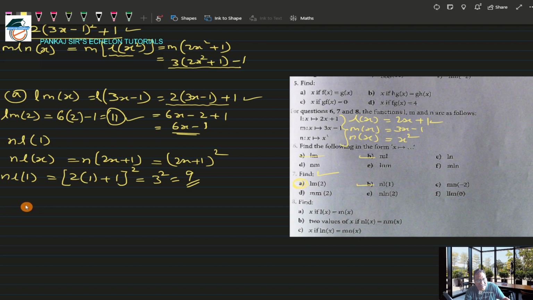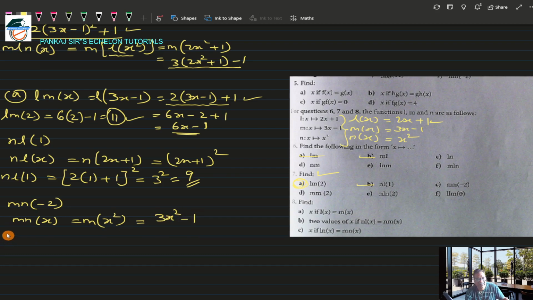C is MN of minus 2. MN of minus 2. So for that I'll have to first work out MN of x. Now MN of x should be, N of x is x square. So I'll put the M in front of that. So it becomes M of x square. M of x square can be written as 3x square minus 1.